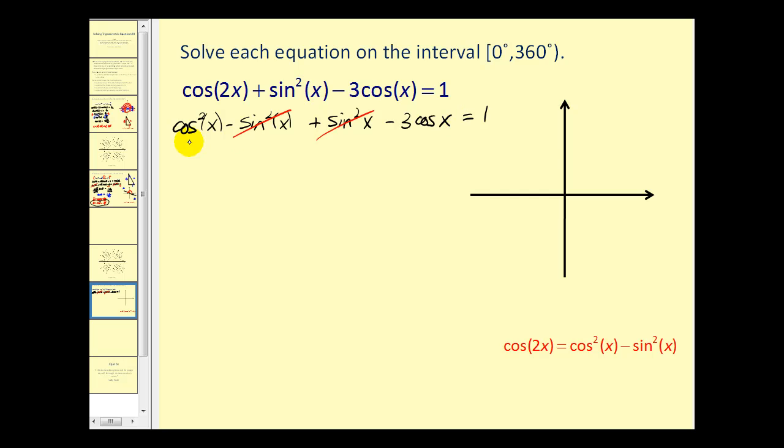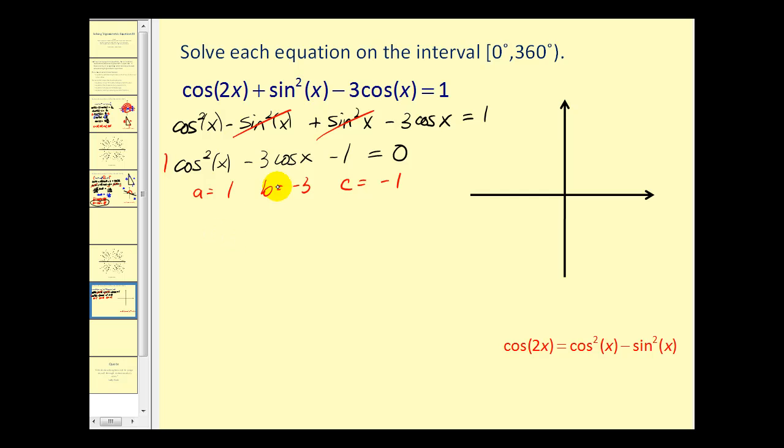Looks like it's in quadratic form, so let's go ahead and set it equal to 0. Now the other problems that we've seen, this was always factorable. But now we've come across one that's in quadratic form but not factorable. So we're going to have to use the quadratic formula to find the possible solutions for this, where our a value will equal 1, b equals negative 3, and c equals negative 1.